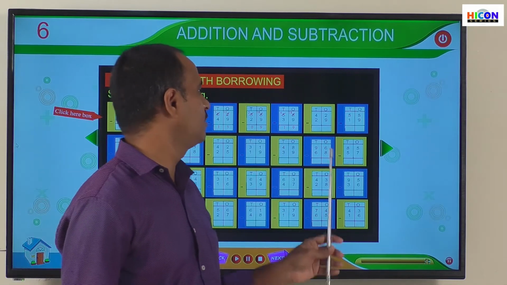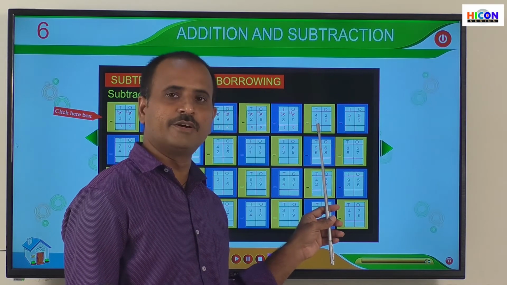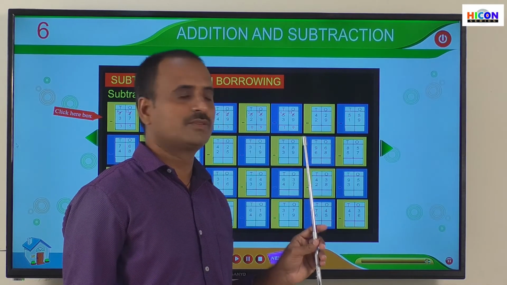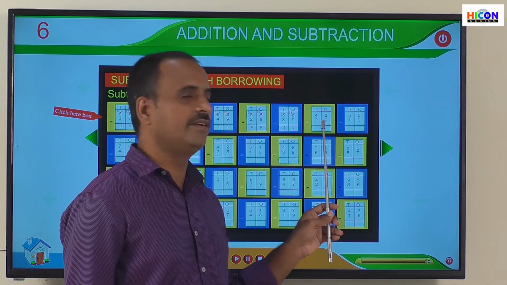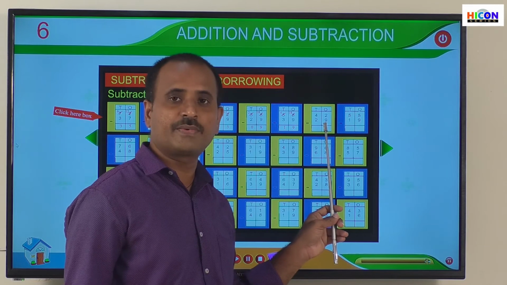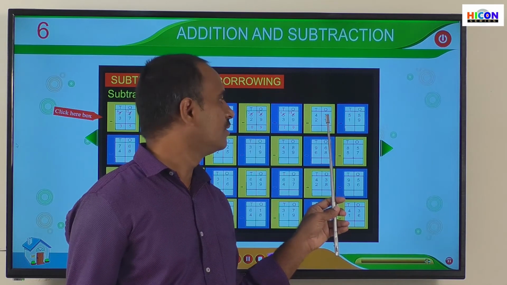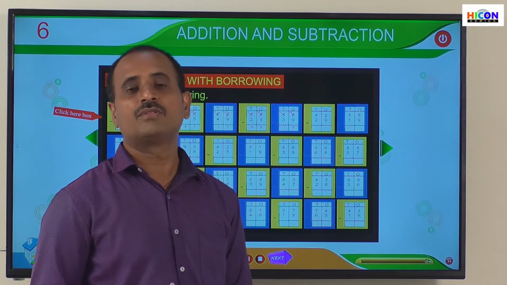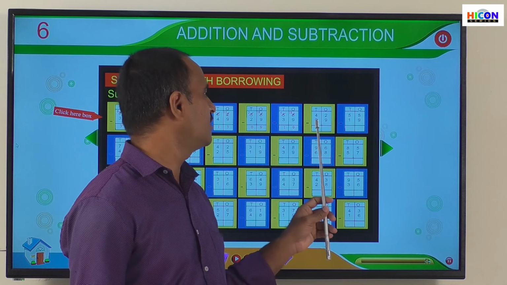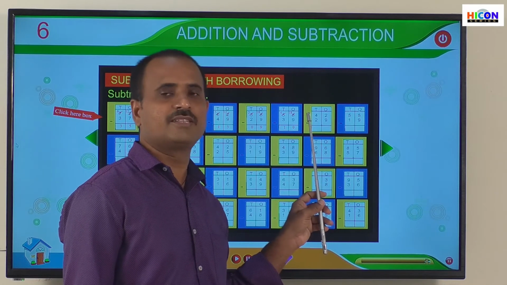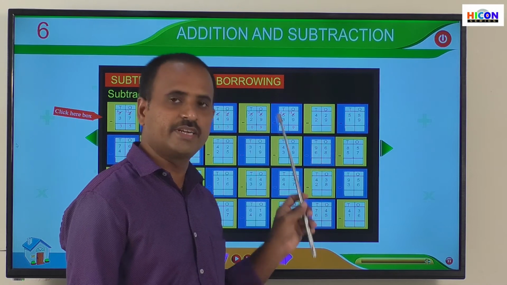So go to the next problem. What is the first number here? 42. And what is the second number? 29. So start subtraction from the ones place. What are the digits here? 2 and 9. And we cannot subtract 9 from 2 because 9 is the greater number and 2 is the smaller number. So then what do we have to do? We have to borrow from the next place. What is the next place? Tens place. How many tens are there? So children, there are 4 tens.